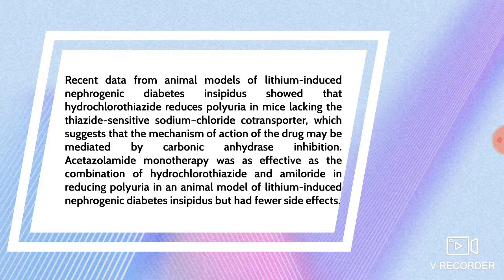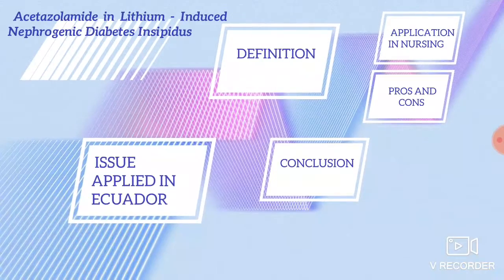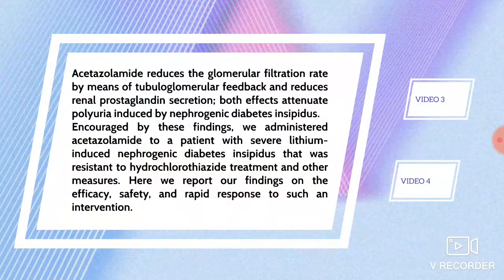Acetazolamide monotherapy was as effective as the combination of hydrochlorothiazide and amiloride in reducing polyuria in an animal model of lithium-induced nephrogenic diabetes insipidus but had fewer side effects. Pros and cons. Acetazolamide reduces the glomerular filtration rate by means of tubuloglomerular feedback and reduces renal prostaglandin secretions. This has a beneficial effect on polyuria induced by nephrogenic diabetes insipidus.